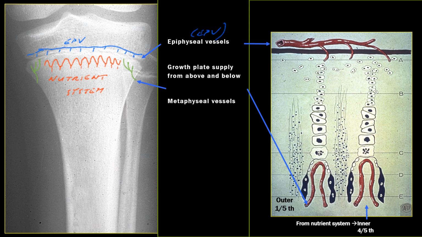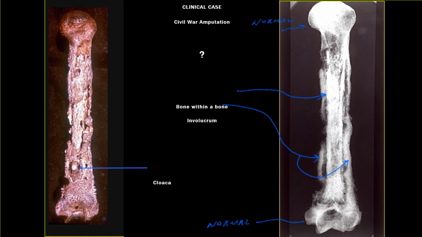The nutrient artery terminal vessel loops supply the central 4/5 of the metaphyseal side of the plate, ending at the level of the last intact transverse septa of the calcified cartilage. The metaphyseal arteries supply the remaining outer 1/5. Clinical examples allow perspective on these concepts.